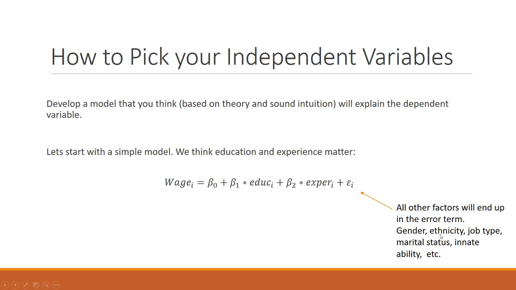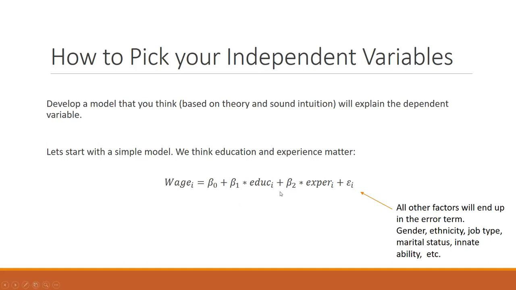every other factor in our data set and factors that aren't in our data set are in that error term. All of the factors, so gender, ethnicity, job type, marital status, and then other factors that we don't have data on, things like innate ability, intelligence, maybe creativity, charisma, social network, what country they live in, what city they live in. All kinds of things are going to affect wages, but we don't even have data on them. All those factors, even the ones that we don't have data on, are all going to go into that error term. All right, that error term accounts for them.